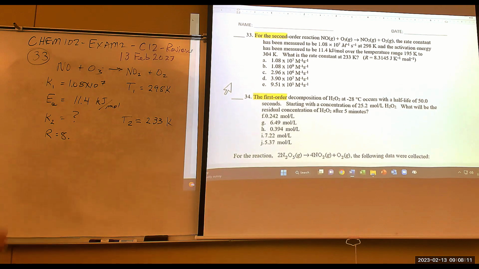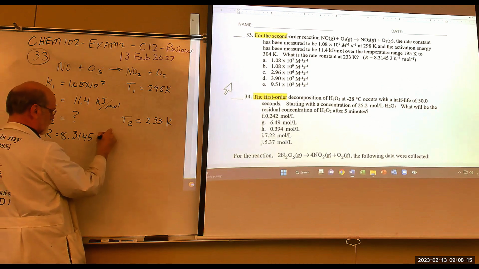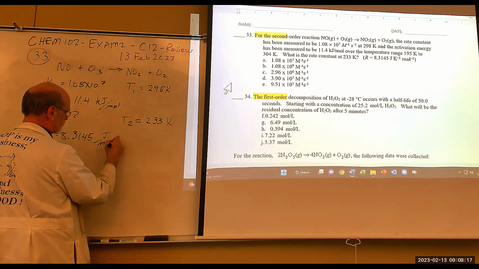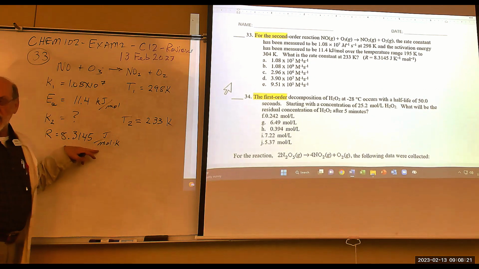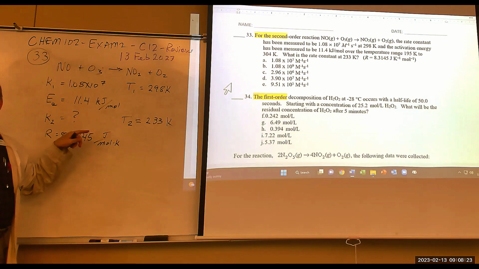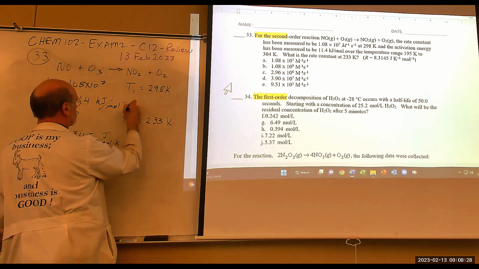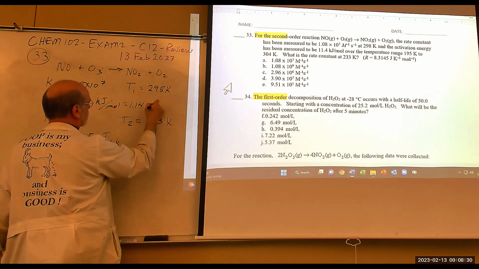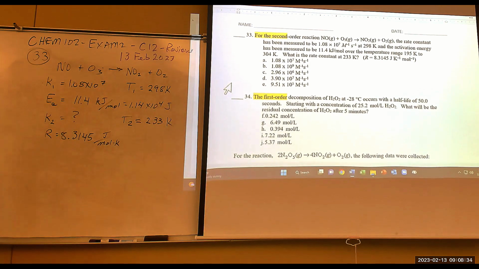3145. 8.3145 joules per mole K. Notice that's in joules. The constant tells you that your activation energy has to be in joules units. So we've got to say this, 1.14 times 10 to the 4th joules before you put it in the equation. Otherwise, we get the wrong answer.